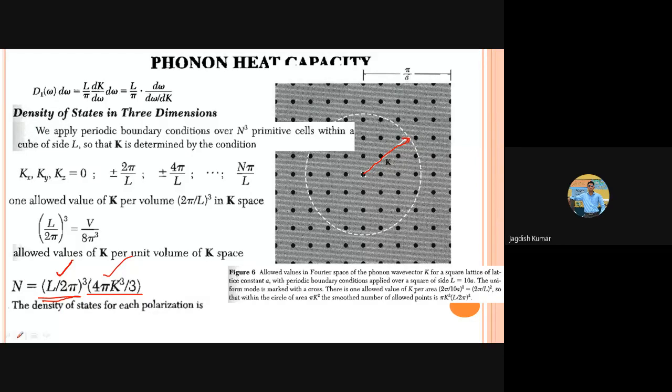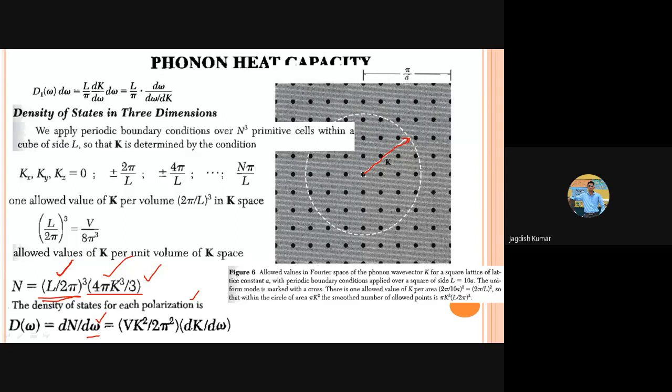So if we have to obtain the density of states for each polarization, here we are talking of a particular polarization mode. So the density of states for each polarization will be dn over d omega. Correct? The same thing. The derivative of the total number of states with respect to omega, at a particular value of omega, will give us the density of states. So that is how we can obtain the density of states from here.